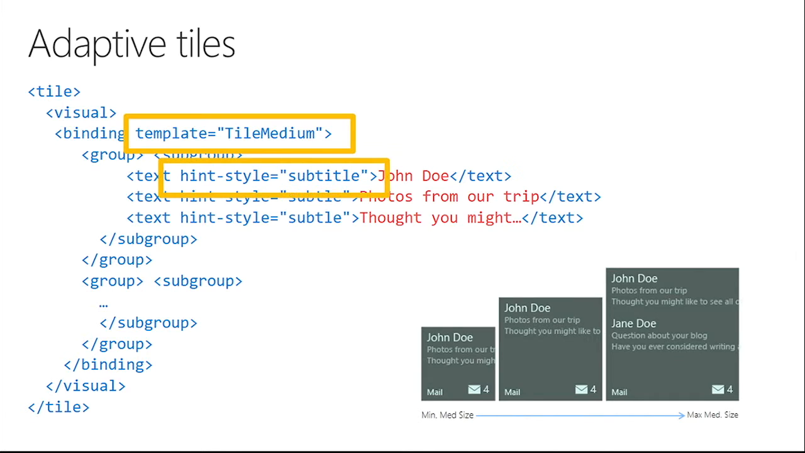And you can supply groups of stuff. So with hint styles, you can actually say, I want this to be shown in a sort of subtitle style.